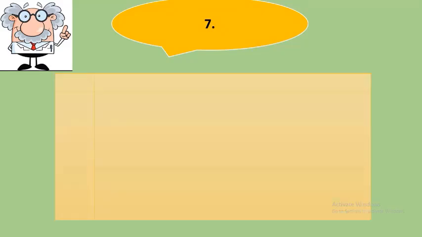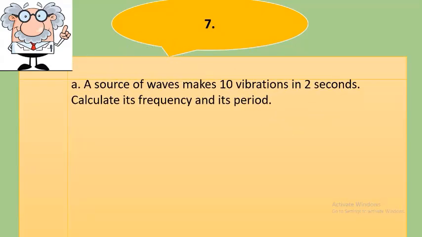Exercise 7. A source of waves makes 10 vibrations in 2 seconds. Calculate its frequency and its period. So the frequency is the number of vibrations divided by the time. Again, the time has to be in seconds, and in this case it already is. So we say it is 10 divided by 2, which is 5 Hz.